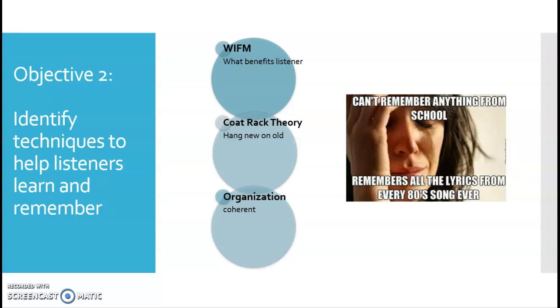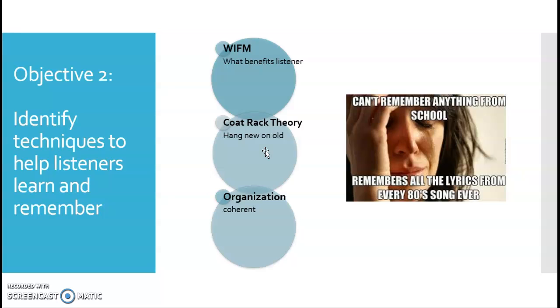Okay, and then the second part of objective 2 is continuing the idea of how do we help listeners learn and most importantly, remember. So let's tackle this. Before you, you see 3 bubbles. These are 3 central concepts to help you remember what the audience remembers.